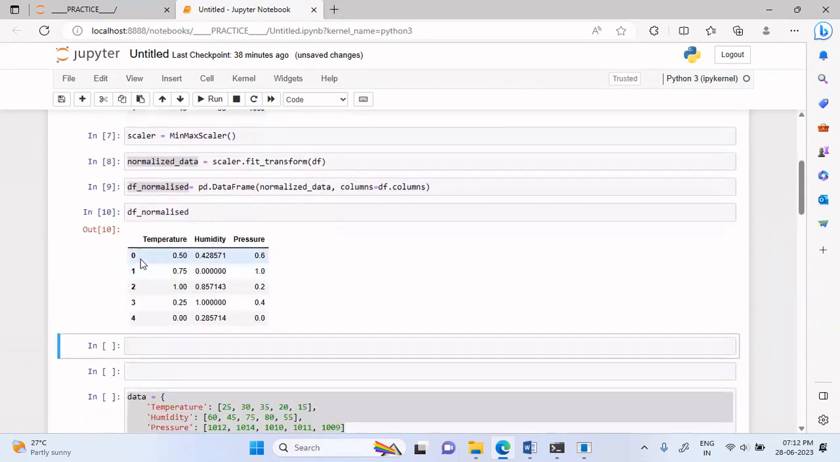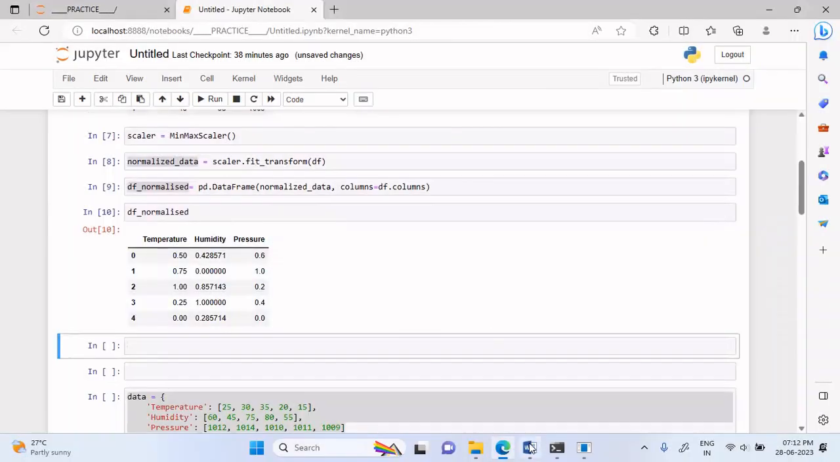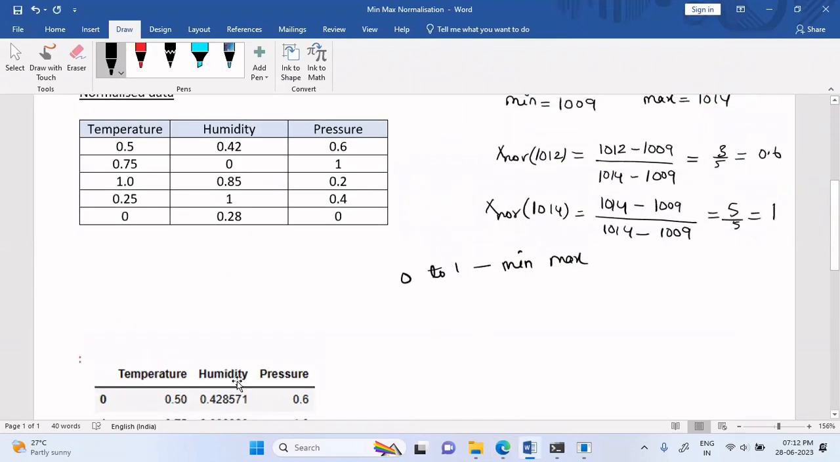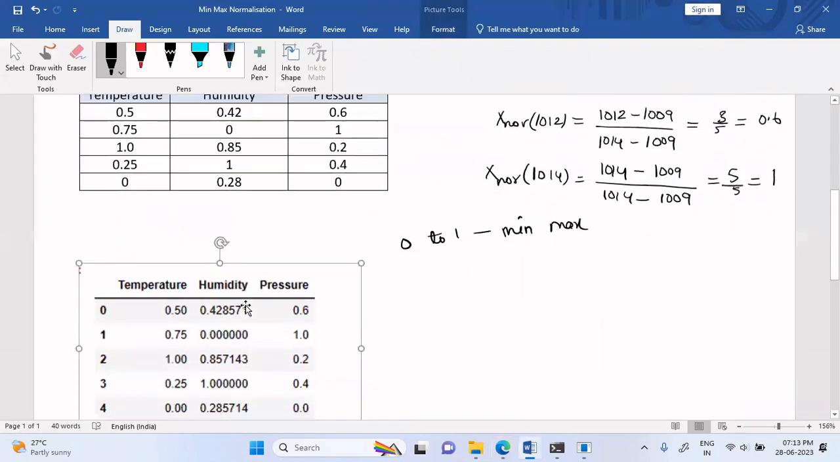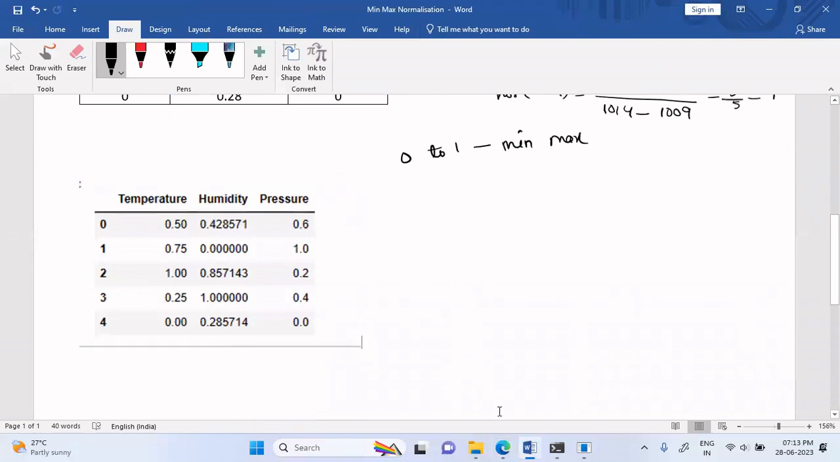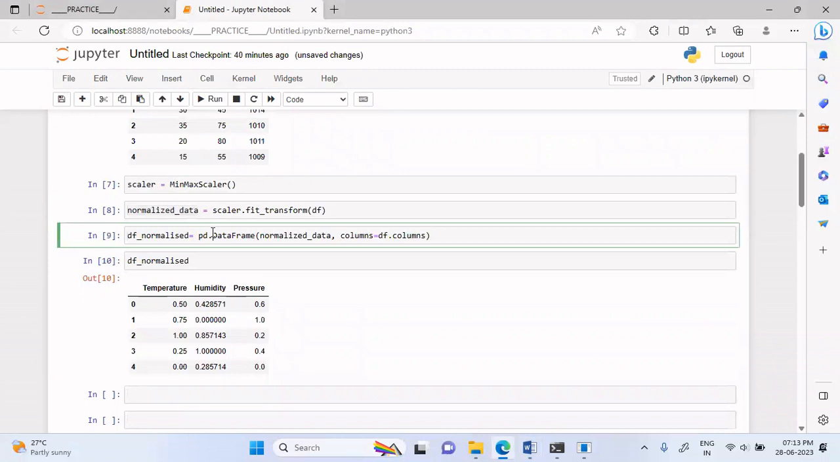So let's cross check with our calculation. See, for temperature: 0.5, 0.75, 1.0, 0.25, 0, and for the others, 0.6, 1, 0.2, 0.4. So we get the correct output. In this way, we do normalization on an original dataset using MinMaxScaler.